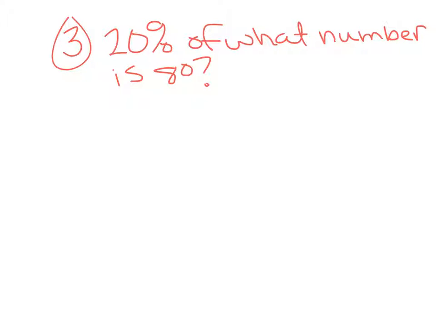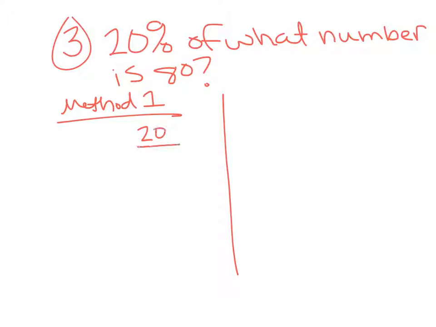Our third example is 20% of what number is 80. So this one, again, you can set it up using either method. So if 20 is the percent, we could do 20 over 100. 20% of what number is 80? So the 80 is actually the part, because 20% of what number, we don't know what we're taking 20% of.